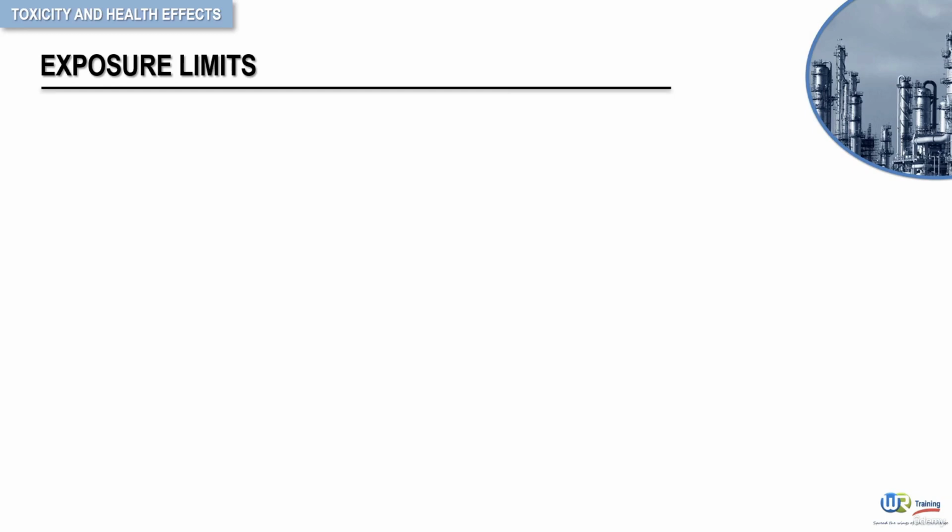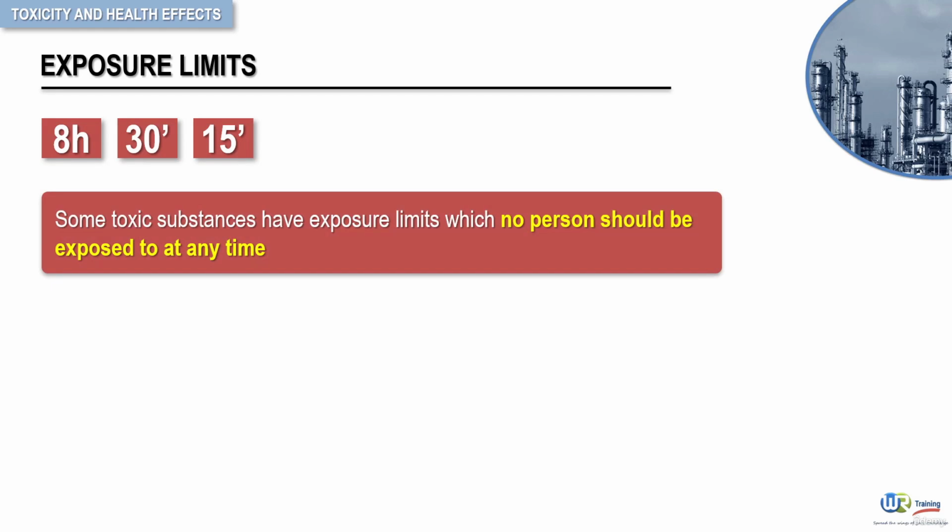Exposure limits are usually given with respect to the period of exposure, taking into account the difference between acute and chronic exposures. The exposure limits available are usually for 8-hour, 30-minute, and 15-minute exposures. Some toxic substances have exposure limits which no person should be exposed to at any time. These limits are known as ceiling limits.